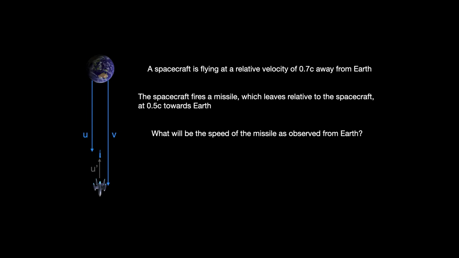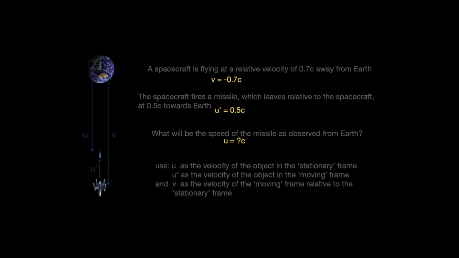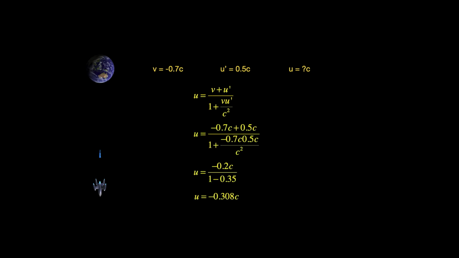Now, when we assign the values, it's still the same u dash and v. It's just that now the spacecraft is going away from the Earth. When we apply those u dash and v to the equation, we see that the v is negative 0.7c because the spacecraft is going away from the Earth. So when we plug those values in and come down to our final value at the end, we get a value of negative 0.308c for the relative velocity of the missile relative to the Earth.